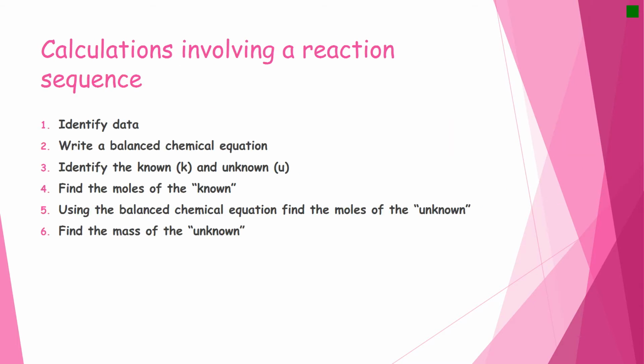Now once again, it is just stoichiometry. You still need to identify the data. We have to play with our balanced chemical equation a little bit. We are going to identify the known and the unknown. We need to find the moles of the known, and then using our balanced chemical equation, find the moles of the unknown and find the mass of the unknown.